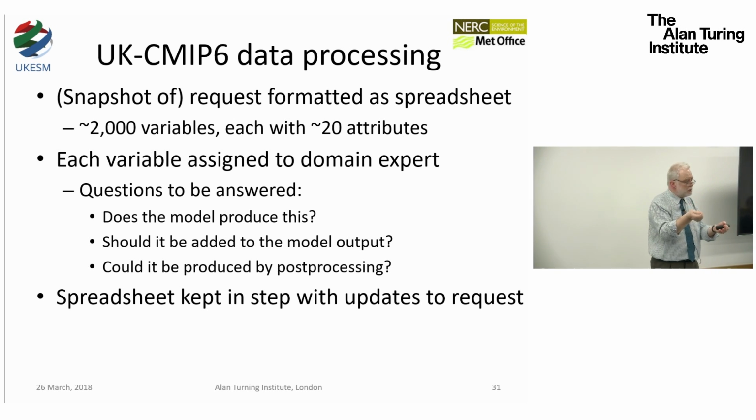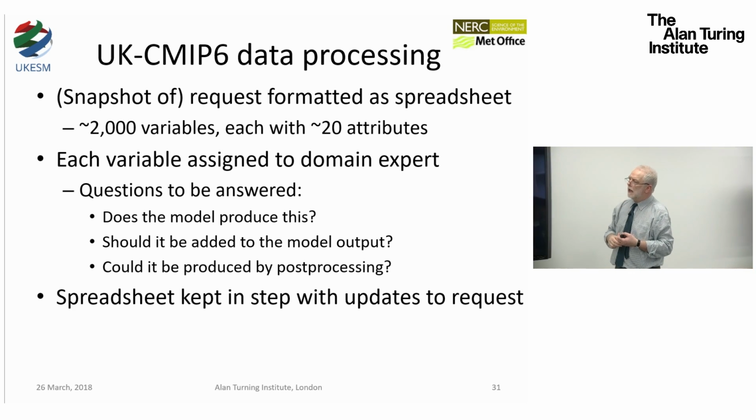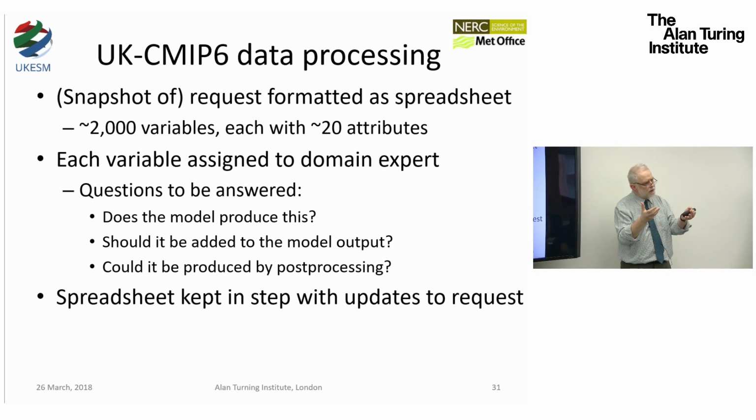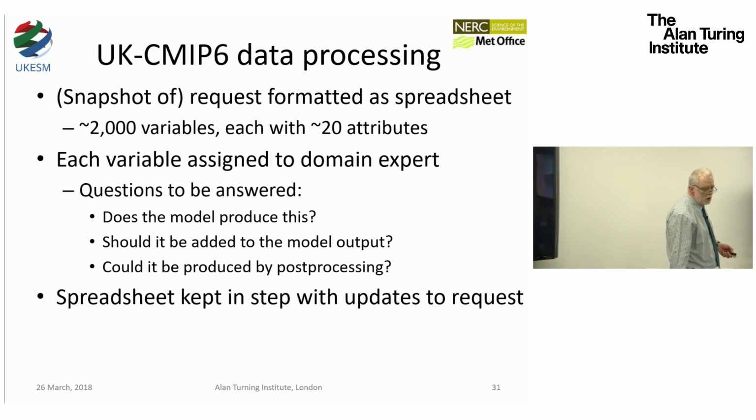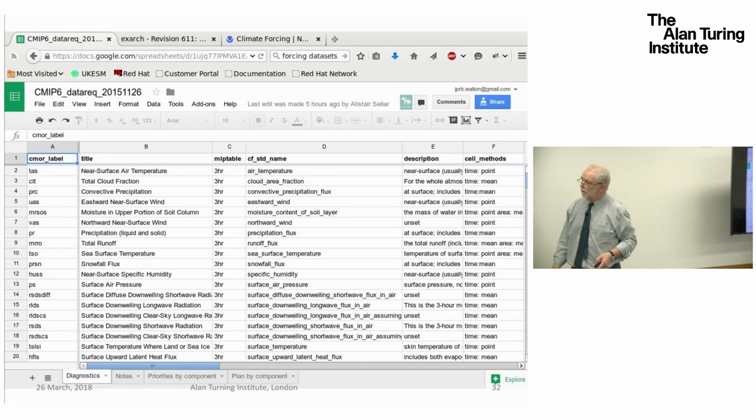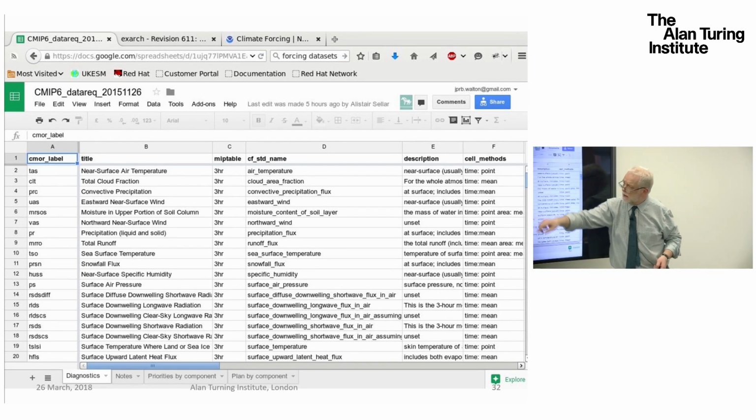Does it already produce this really cool variable that somebody from atmospheric chemistry has just come up with? Well, maybe it doesn't, but perhaps we can put new code into the model to make it produce this variable. Could we produce this variable by post-processing other outputs from the model? Perhaps we could do that. So we had to assess the data request in that way. The data request is a moving target, so every now and again we had to redo this, but we're getting closer to fulfillment there. So this is what the data request looks like.